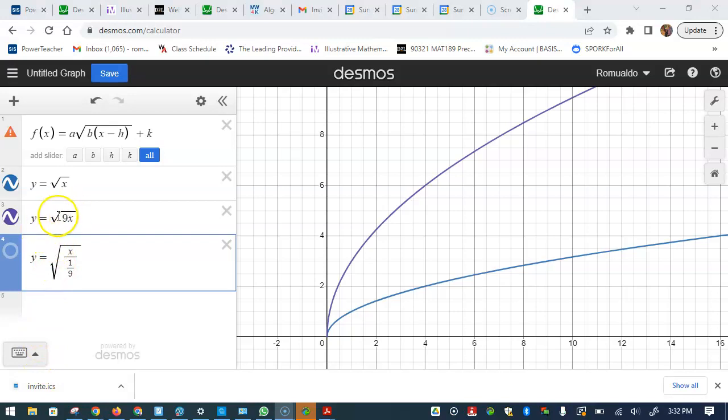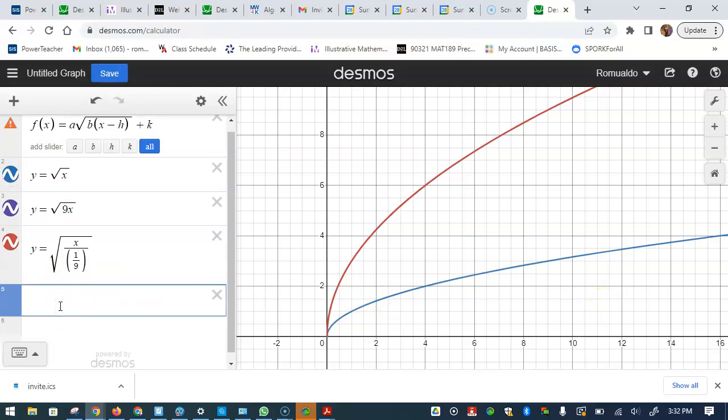So we can write this square root of 9x as square root of x divided by 1/9, just to show that this 1/9 is a fraction. Can you see this is a fraction? So how does the point move? This time I'm putting x equals 9 and see what happens.